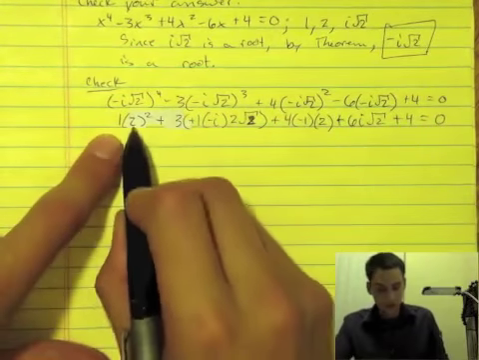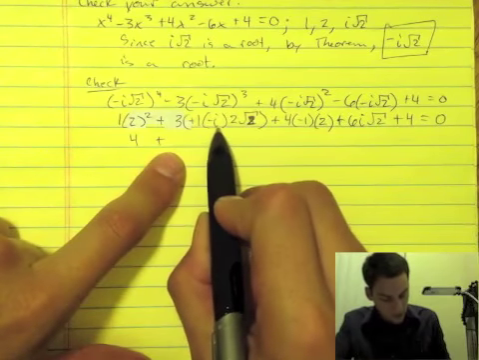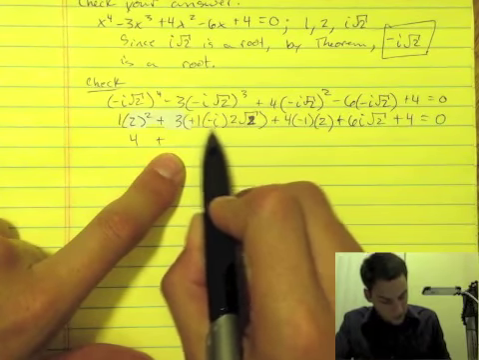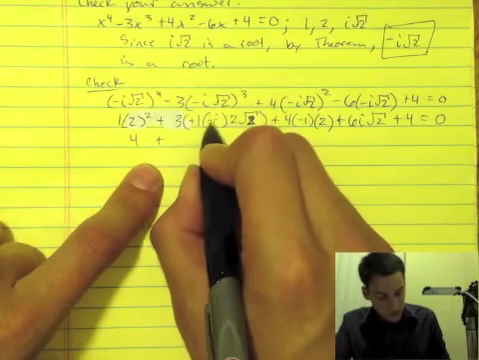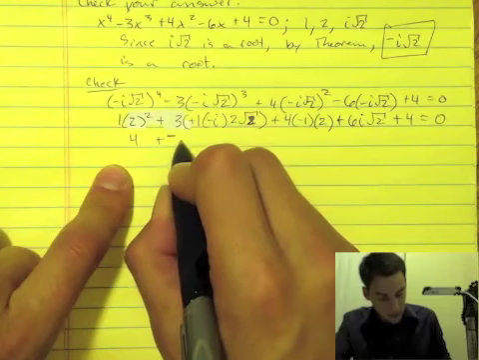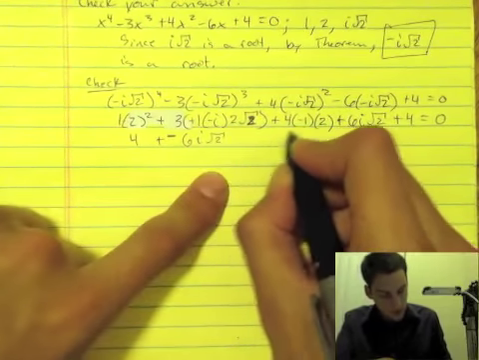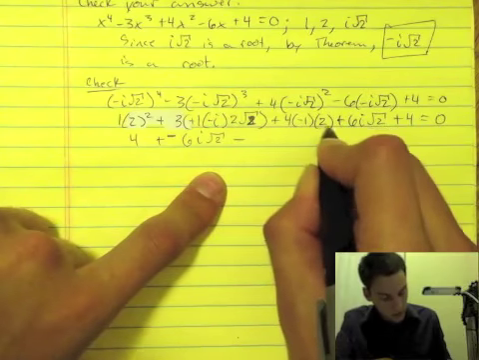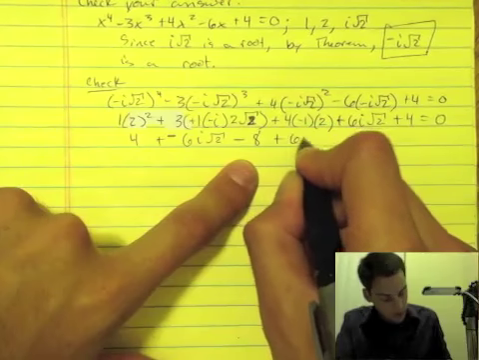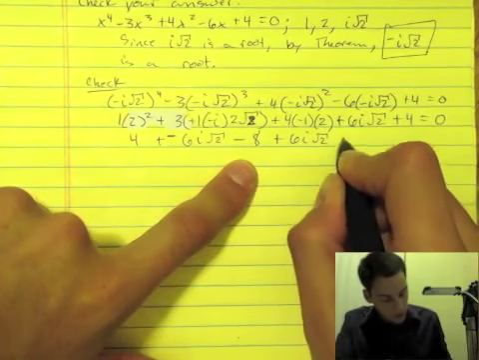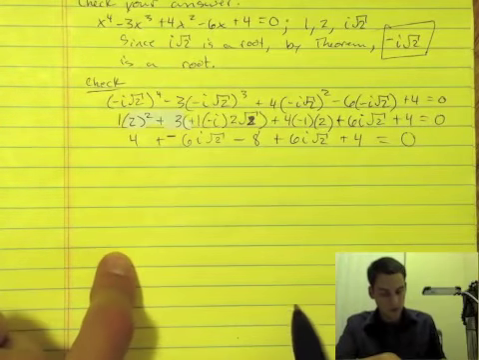0. So we have 2 squared is 4 plus 2 times 3 is 6. Oh, and then there's a minus out there, so I'm going to do minus 6i root 2. And this will be minus 8 and plus 6i root 2 and plus 4 equals 0.